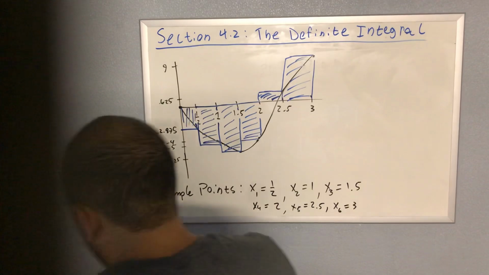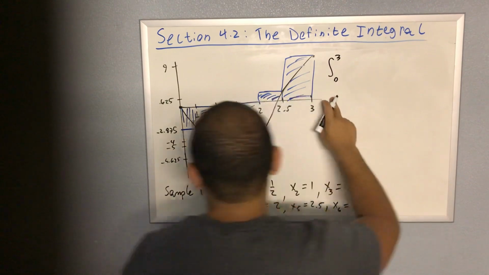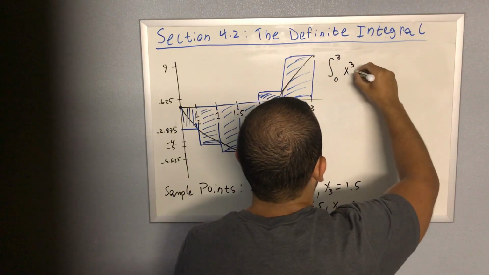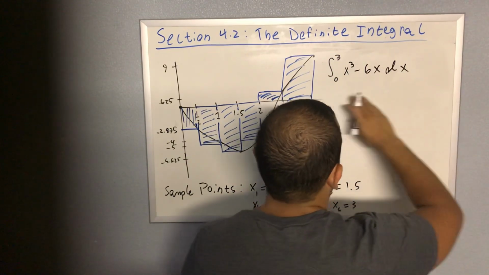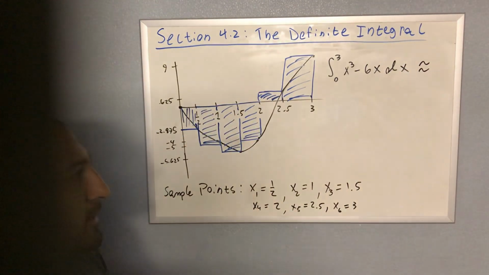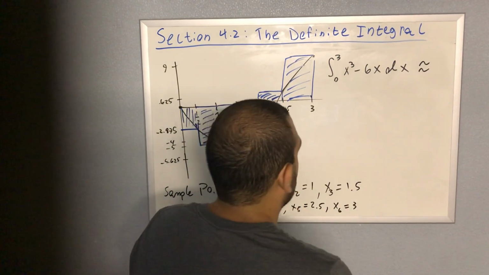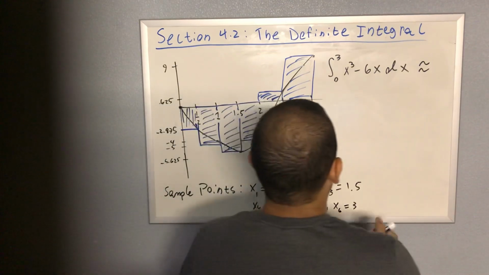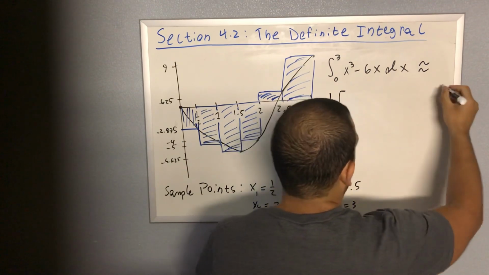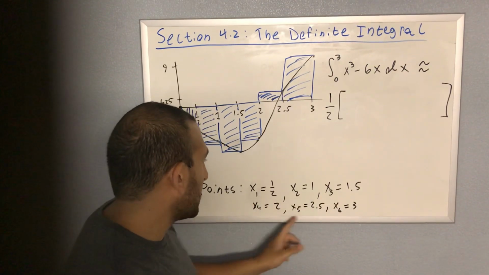so the integral from 0 to 3, because those are the boundary points that we use, of f of x, which f of x in this case is x cubed minus 6x dx. This is approximately, not exactly, because we haven't used the infinite amount of rectangles, it's approximately going to be the sum of these areas, which again, remember, you can just pull out the delta x. So delta x was 1/2. And then you multiplied it by what happens when you stick these sample points into the function.